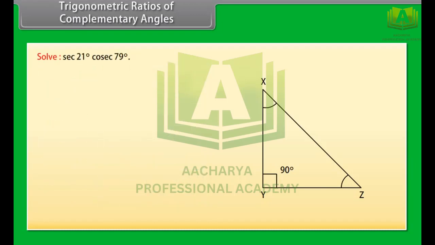Solve: sec 21 degree minus cosec 79 degree. Sec 21 degree is equal to cosec 90 degree minus 21 degree, which equals cosec 79 degree.